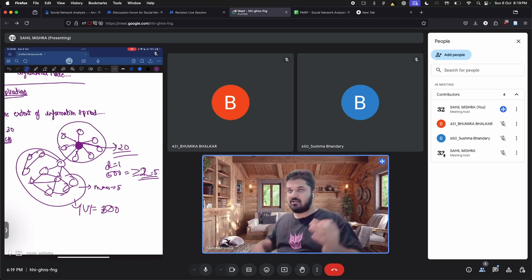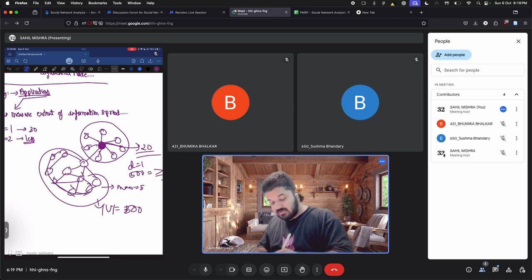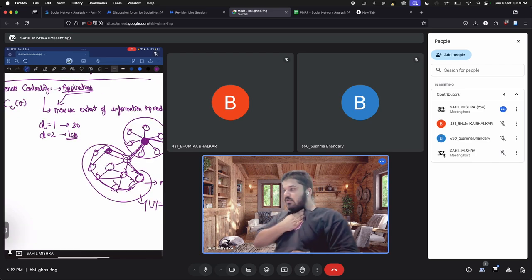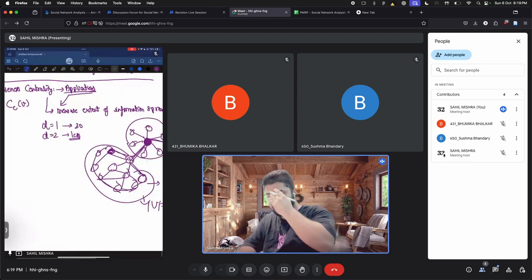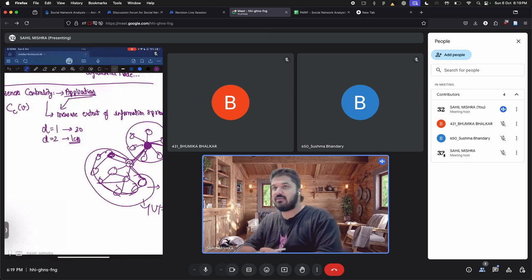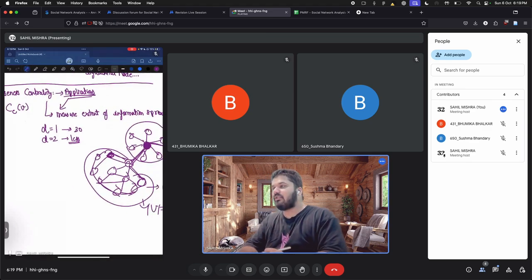Not in the sense of reaching a lot of people. Okay, I'm not saying till the last end of the network, but it won't be able to spread information to this node even, because this is getting a path from here and even to this node. So yeah, this is why closeness centrality comes into the picture. We measure the extent of information spread using closeness centrality.